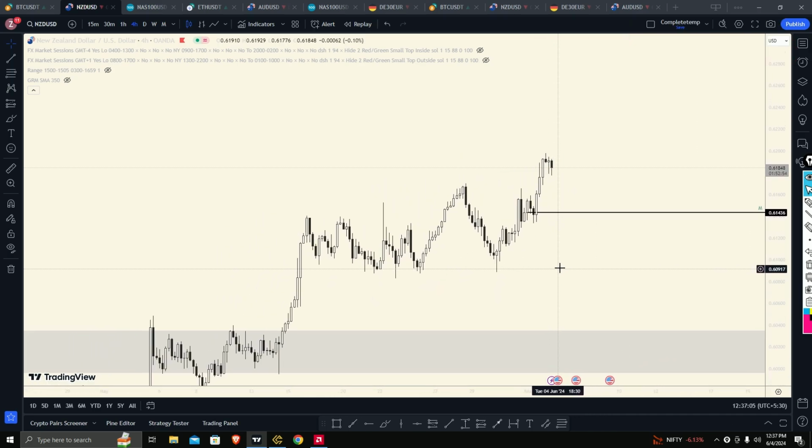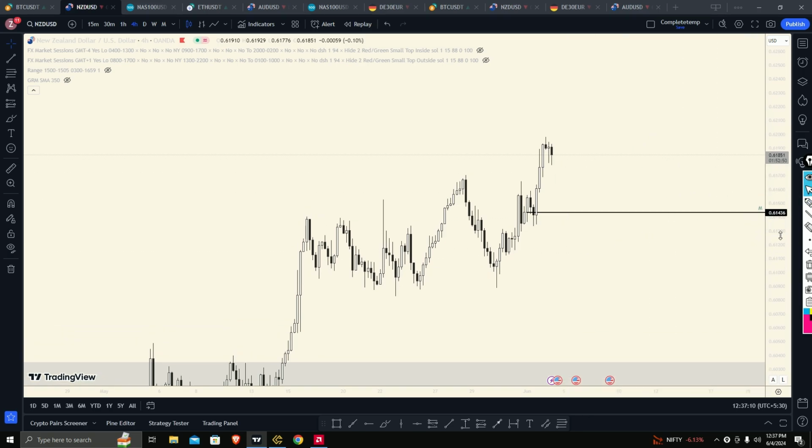Starting off with New Zealand dollar versus the US dollar. Okay, so immediately I would divert the attention to the structure. The trend of the market is very obvious at this point in time that it is going to the upside. So the H4 structure, we have a range, we have breakout attempt, and full reset and a breakout.